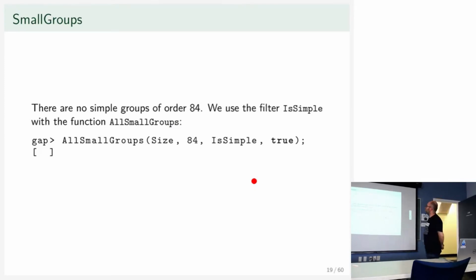So another exercise. You have no simple groups of order 84. Typical exercise in group theory. So we're going to do the same as before, but with a different thing, right? We are going to run over all groups of size 84 and keep only those that are simple, using this filter IsSimple. And the answer is nothing, because all of them have non-trivial normal subgroups. Okay.